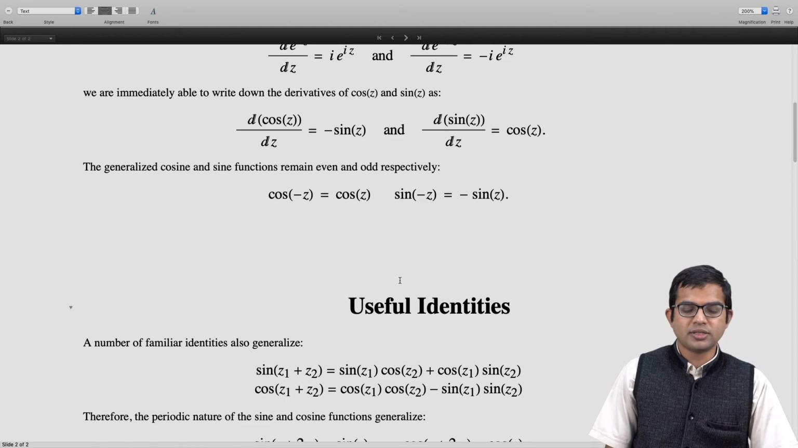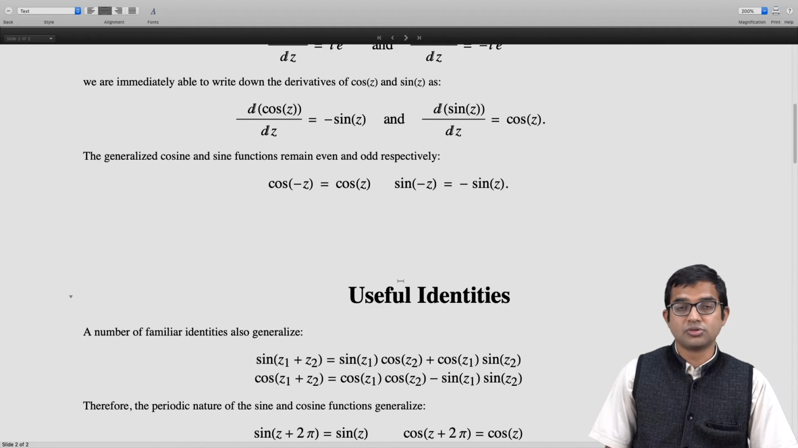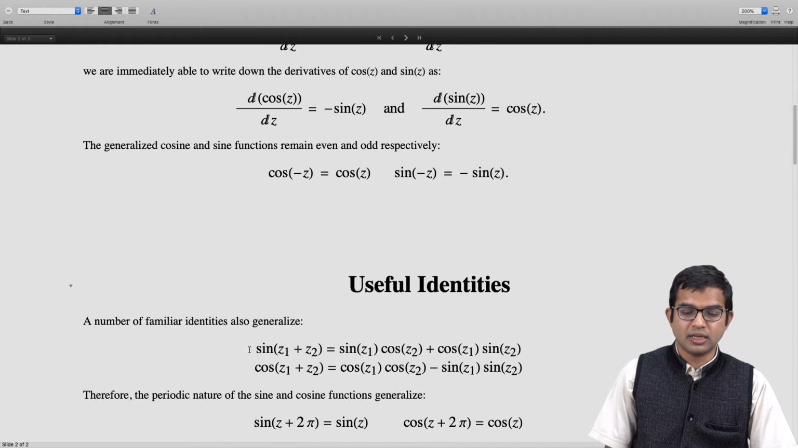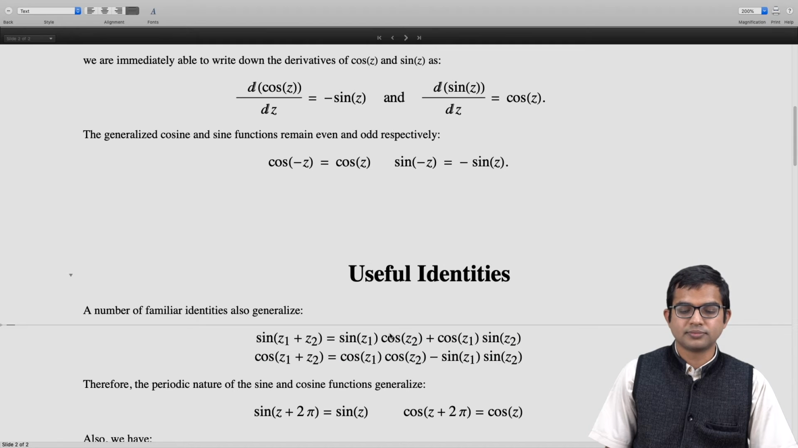The periodic nature of sine and cosine functions also generalizes, which you can actually directly see from plugging in these expressions. Sine of z plus 2 pi is the same as sine of z, and cosine of z plus 2 pi is the same as cosine of z, no matter what complex number z you're looking at.